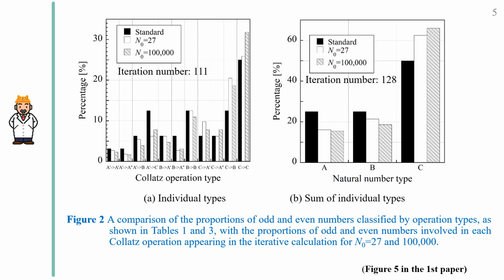This suggests that in the iterative calculations of the Collatz conjecture, the operation types for odd and even numbers are selected in a manner roughly proportional to the proportions of odd and even numbers in the natural numbers. The reason the two sets of proportions do not match perfectly is that the calculation values generated by the Collatz algorithm vary, depending on the chosen initial value, exhibiting different behaviors.